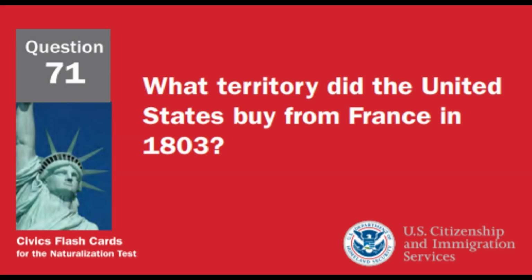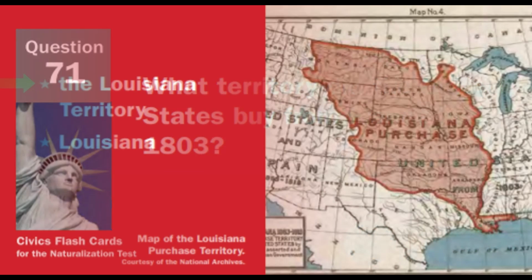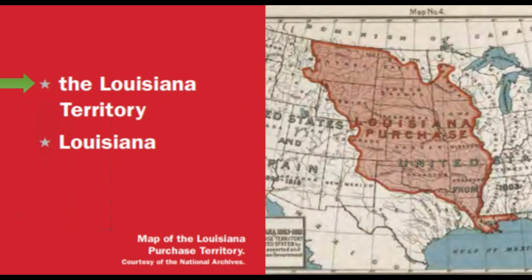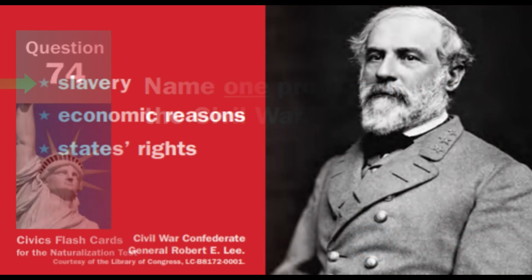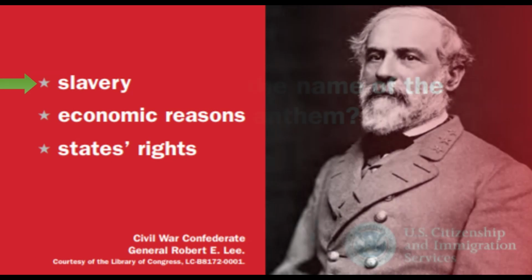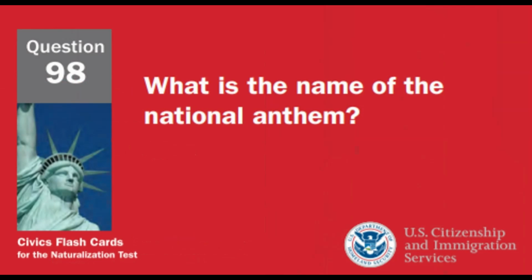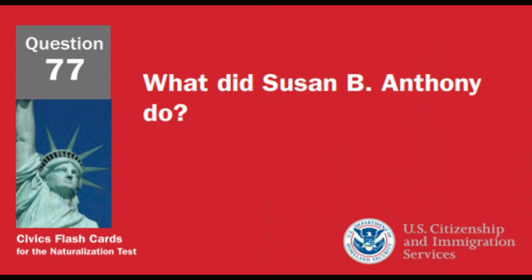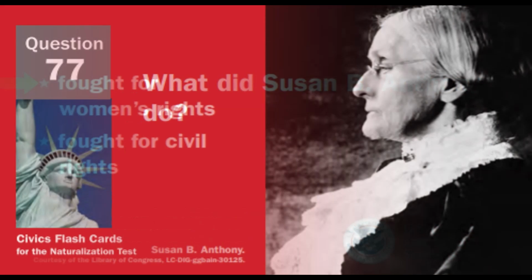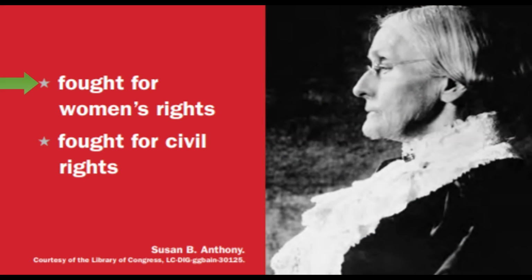What territory did the United States buy from France in 1803? The Louisiana Territory. Name one problem that led to the Civil War. Slavery. What is the name of the national anthem? The Star-Spangled Banner. What did Susan B. Anthony do? Fought for women's rights.